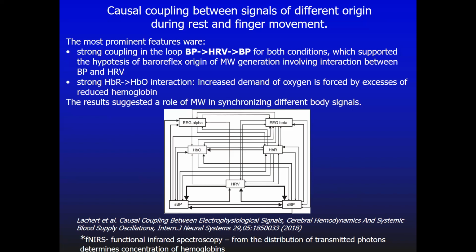This baroreflex involves interaction exactly between blood pressure, which is measured by baroreceptors, and heart rate. Then we can also see strong interaction of reduced hemoglobin on the oxygenated hemoglobin, which reflects increased demand of oxygen, which is forced by excess of reduced hemoglobin. Now the results suggested a role of Mayer waves in synchronizing different body signals.